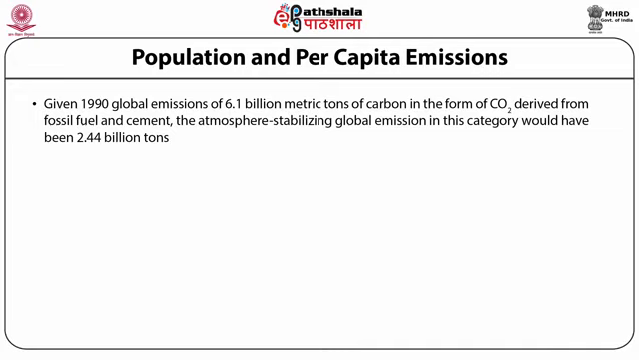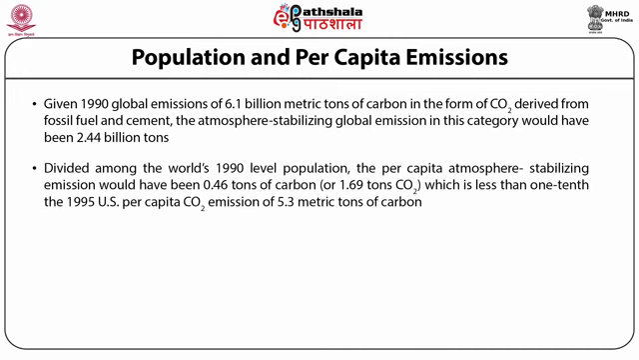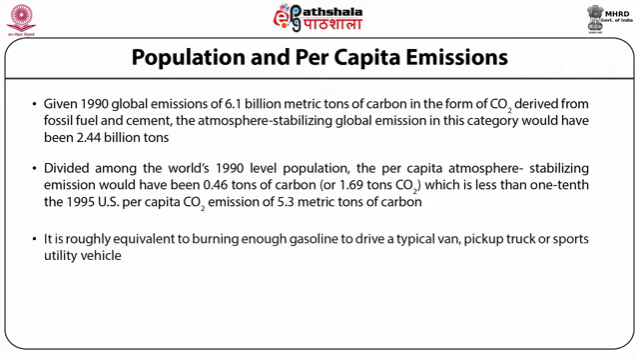2.44 billion tons. Divided among the world's 1990 level population, the per capita atmosphere stabilizing emission would have been 0.46 tons of carbon or 1.69 tons of carbon dioxide. This figure is less than 1/10 of the 1995 US per capita carbon dioxide emissions of 5.3 metric tons of carbon. It is roughly equivalent to burning enough gasoline to drive a typical van, pickup truck, or sports utility vehicle.